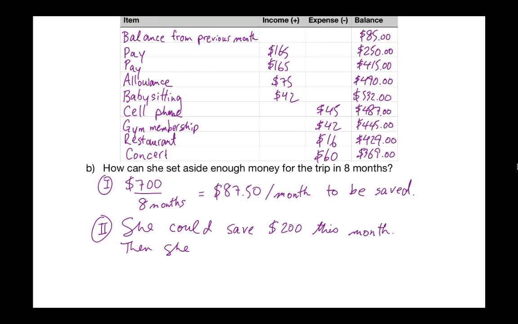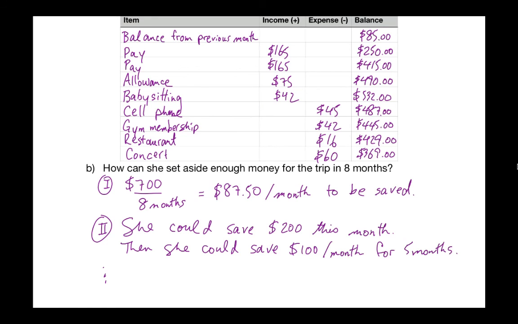Then she could plan to save $100 per month for 5 months, and have the total $700 a little bit early. So, and of course, there are many other possibilities I'm sure you could think of, ways of saving up the money, but these are just a few of the ways. And yeah, that would definitely work for her.